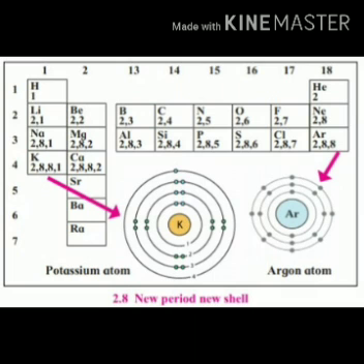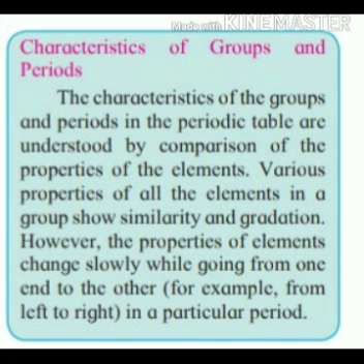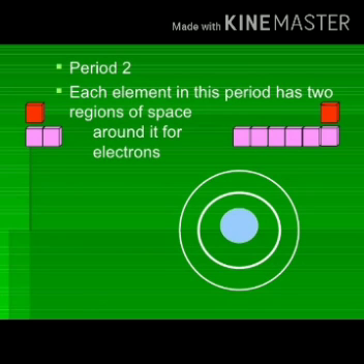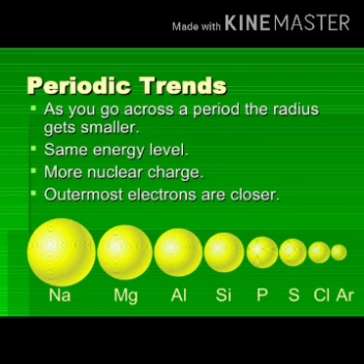Now, let us see an example of how the elements in the same group show similarity. The outermost orbit of group 1 contains 1 electron. For example, hydrogen, lithium, sodium, potassium have 1 electron in their outermost orbit. The electronic configuration of elements helps to decide the position of the elements and their characteristics. However, the properties of elements change slowly while going from one end to another. For example, from left to right in a particular period. As you can see in the diagram, atomic radius decreases from left to right.